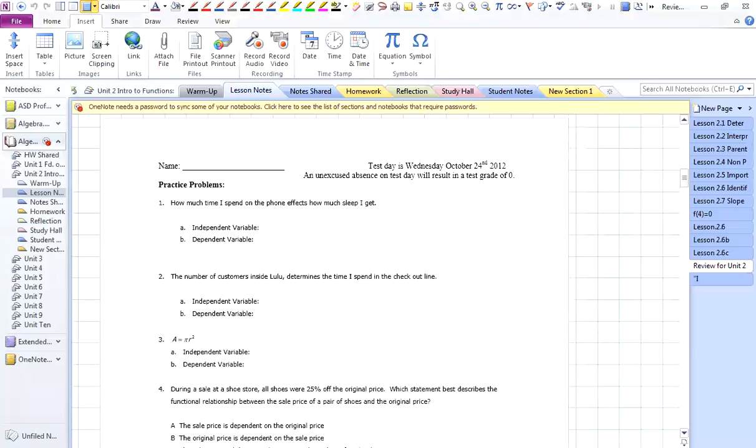Okay, can you see my screen? We're on number 3, right? Yep. Okay, so we have A is equal to pi r squared. What are your variables in this equation? Is pi a variable? No, pi is not. Our variables are A and r. R is a variable, not r squared, just r. Okay, just r. Yep.